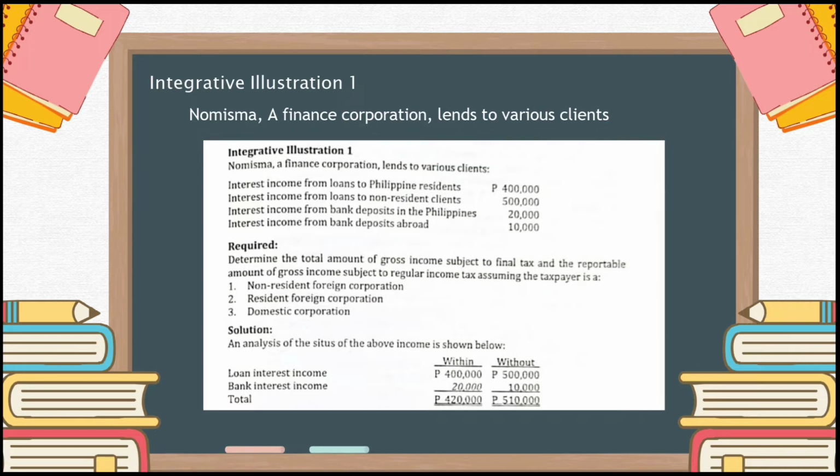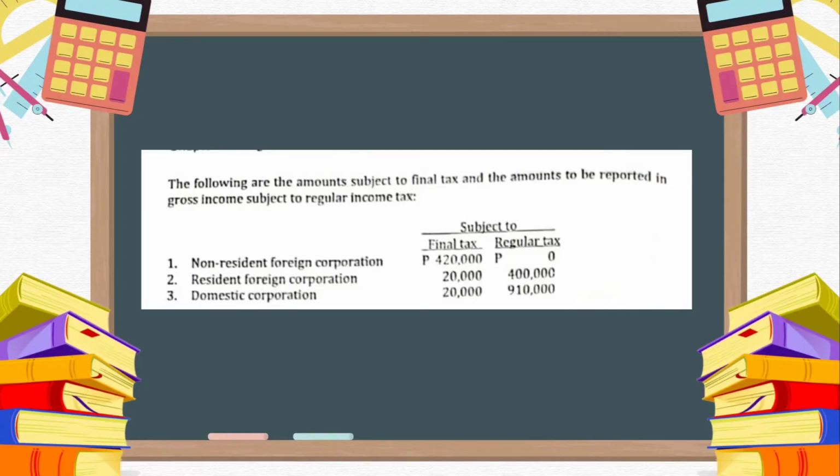Solution. An analysis of the status of the above income is shown below. Loan interest income: within 400,000, without 500,000. Bank interest income: within 20,000, without 10,000. Total: we have the total amount of 420,000 within and 510,000 without. The following are the amounts subject to final tax and the amounts to be reported in gross income subject to regular income tax.